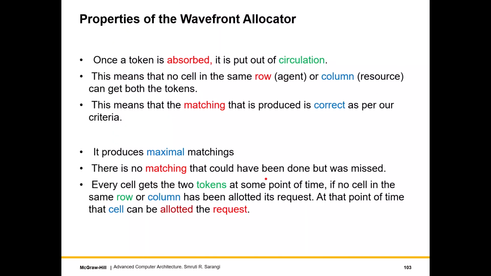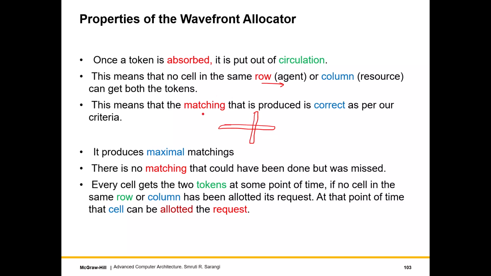So what are the properties of this wavefront allocator? Once a token is absorbed, it is clearly put out of circulation. That's not very hard to fathom. This means that no cell in the same row, which is the agent row, or column can get both the tokens. So no cell in the entire agent row can get both, which means that this agent can't be mapped to any other resource, which is what we wanted, mainly because its row token has been put out of circulation. No other row token can come to it, and furthermore the column token has also been put out of circulation, so this resource cannot be mapped to any other agent.